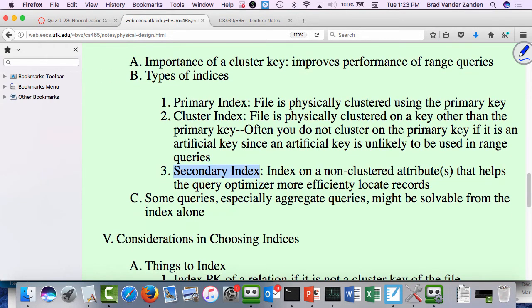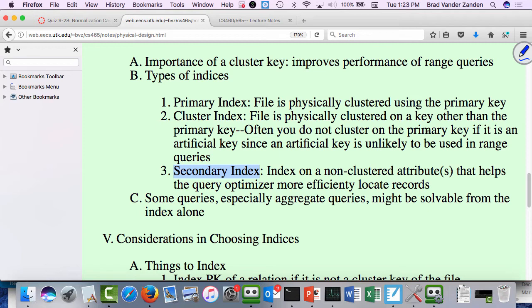So we need to choose which attributes to index so that we can help the query optimizer find records efficiently. First of all, we're clear on what indexing does. It's kind of like a card catalog. It points us directly to where we want to go. Okay, so one option would be, well, why don't we index everything?